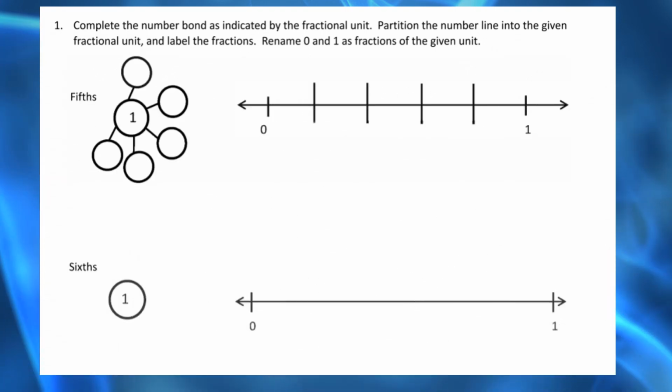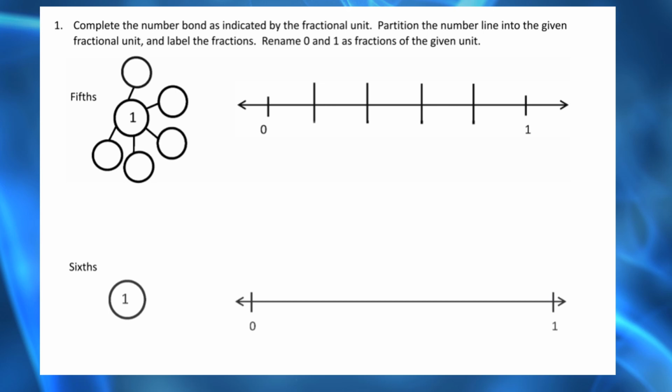Number 1 says complete the number bonds as indicated by the fractional unit, partition the number line into the given fractional unit, and label the fractions. Rename 0 and 1 as fractions of the given unit. So first we have fifths, and I see a number bond there. The number 1 is in the middle, and we have to fill in the number bond circles. Now, what fractional unit would need to go in there? Meaning, what unit fraction needs to go in each circle? Remember, unit fractions have a 1 in the numerator, the top number.